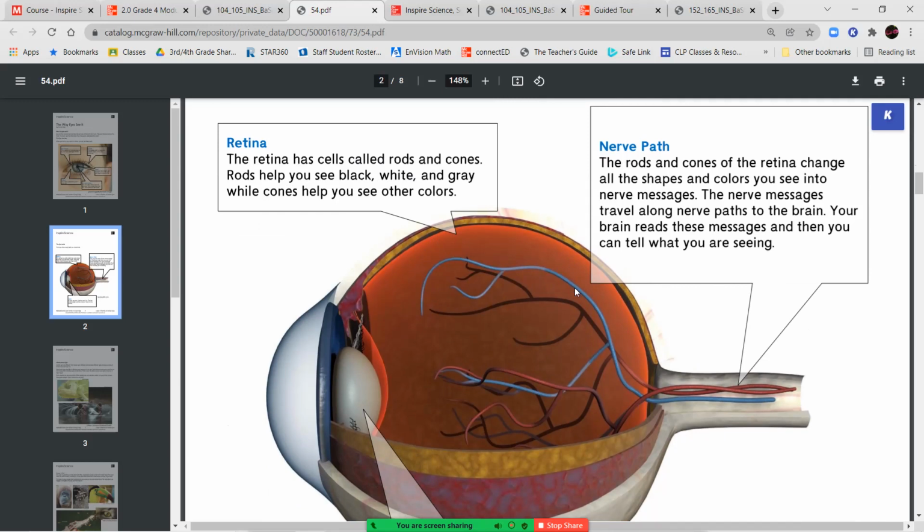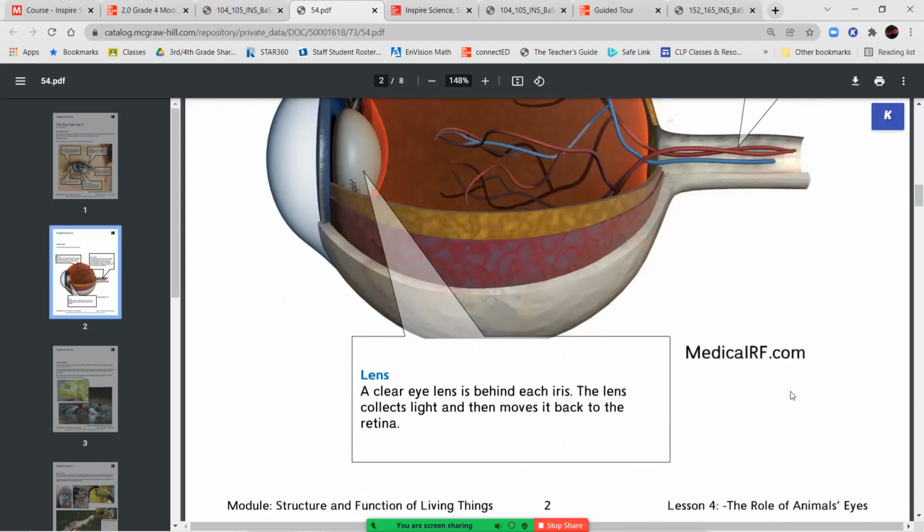The nerve path. So all of these are nerves that connect your eyeball to your brain. The rods and cones on the retina change all the shapes and colors you see into nerve messages. The nerve messages travel along the nerve path to the brain. Your brain reads these messages, and then you can tell what you're seeing. So this collects all of the information from your eye and then sends it to your brain.